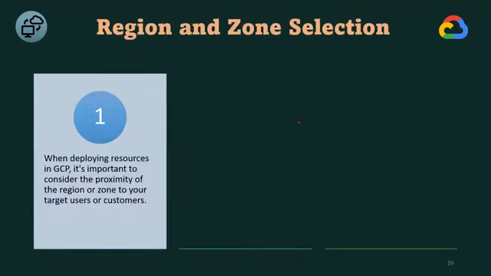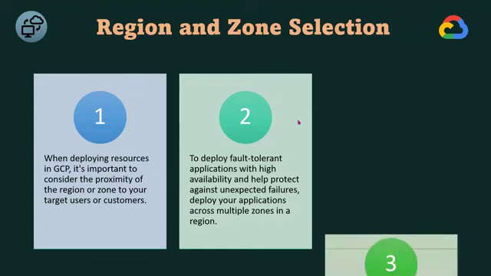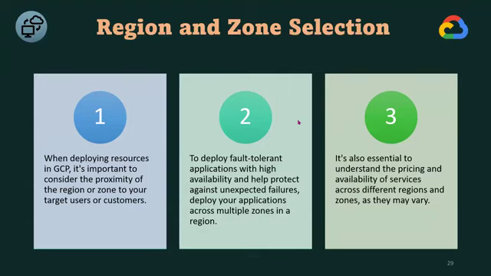The selection criteria: the first thing is that whenever you want to deploy or create resources, you need to select the region or zone in proximity to your target users or customers. Second, to help protect against unexpected failures, try to deploy your application across multi-regions or multi-zones. Try to understand the pricing and availability of the services across different regions and zones, because the cost as well as the availability may vary from region to region or zone to zone.